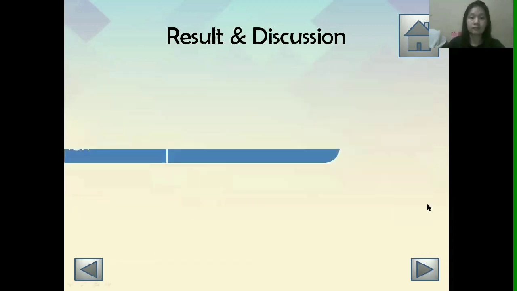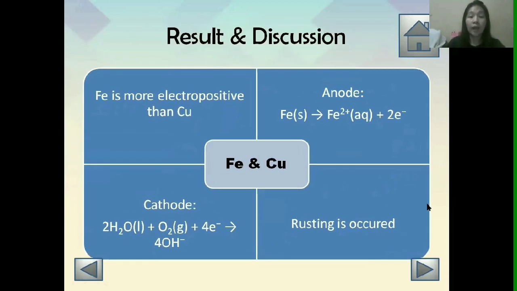However, when iron is in contact with copper, the rusting occurs, and we can see the blue coloration form. Why? Because the iron 2 ion is detected. Because iron is more electropositive than copper, the iron is oxidized to iron 2 ion, and the rusting occurs.